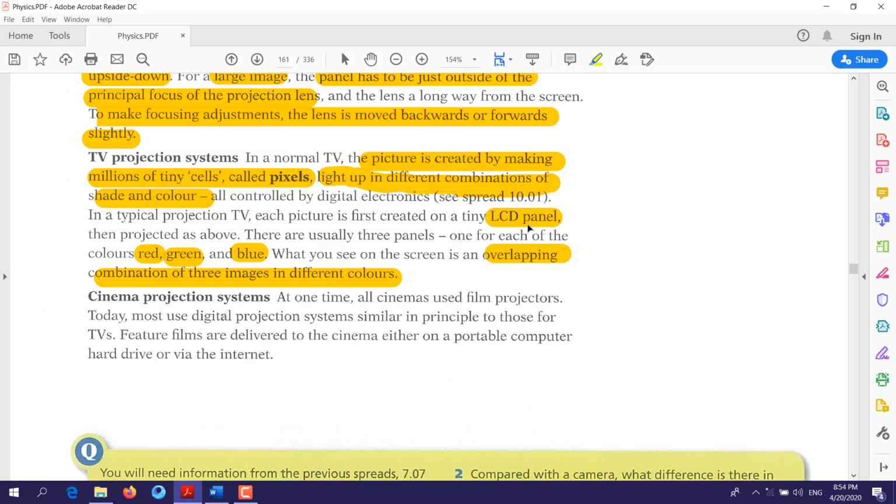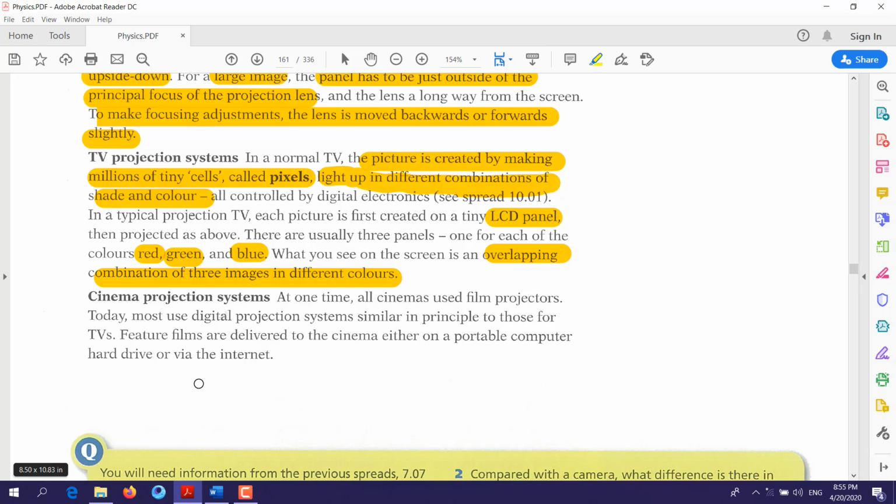Before, it was a film. This film, there will be a light that passes through it. When the light passes through it, it goes to a lens, and this lens will make the image larger on a screen.